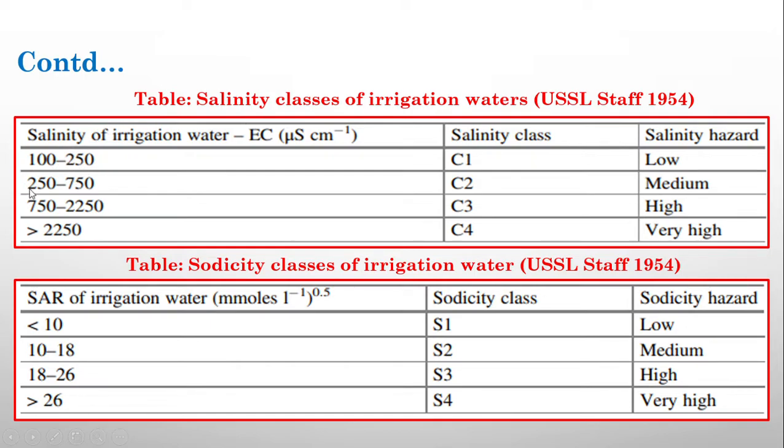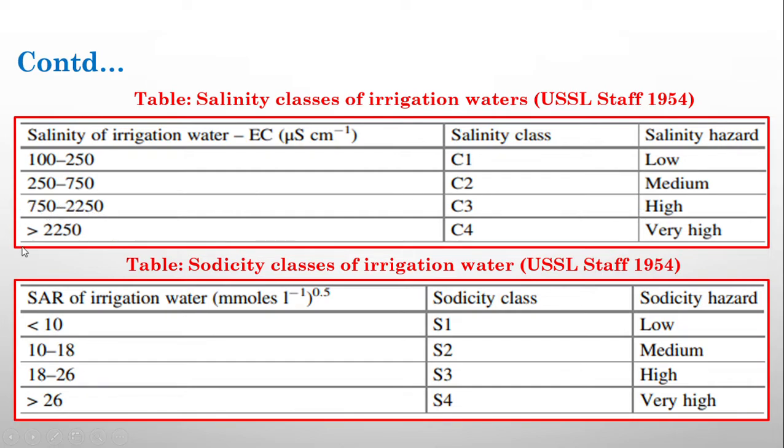And when the electrical conductivity is between 250 to 750 microsiemens per centimeter, we can say that the water comes under C2 category, that is salinity class 2, and it can cause medium hazard only. And when it is between 750 to 2250 microsiemens per centimeter, we can say that the water comes under C3 category, that is salinity class 3, which can cause high hazard.